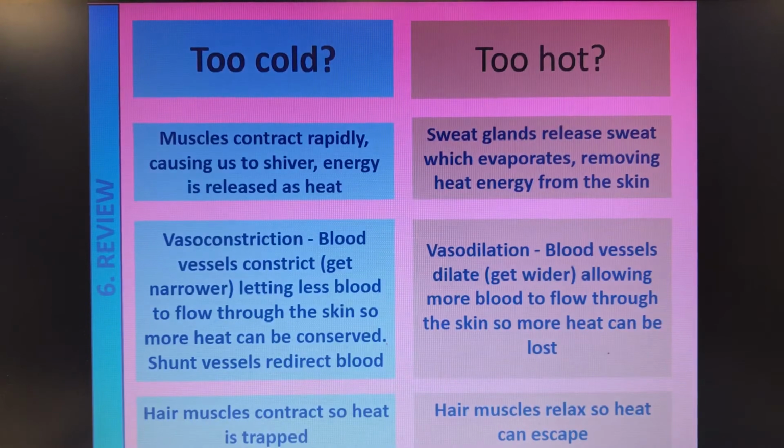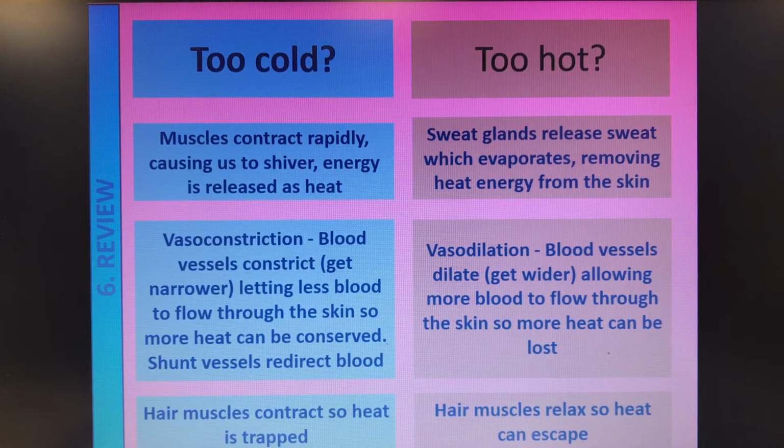So here's our final summary. In the top left there we can see muscles rapidly contracting, causing us to shiver, and the heat energy released used to keep us warm. We talked about vasoconstriction, where the muscles contract, causing blood vessels to constrict, and then conserving heat. That was all the C's. And the hairs, hair muscles contract so that heat is trapped. That's when our hairs stand on end.